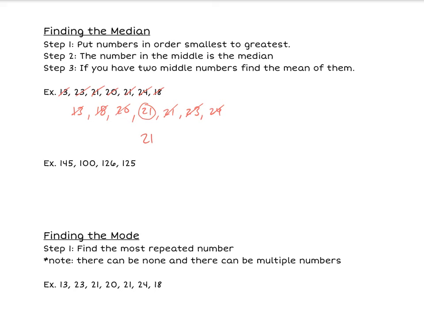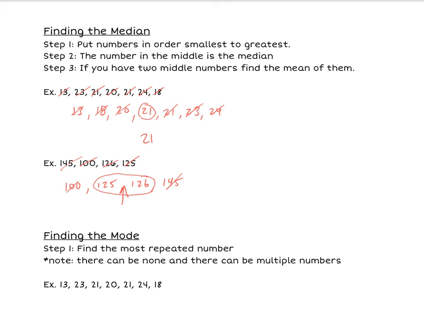Sometimes, though, you end up with 2 numbers. So let's try this next example. What's my smallest number here? 100. 25. Then 125. 26. Then 126. 45. And then 145. So I cross off my first number and my last number, and I have 2 numbers left. When you have 2 numbers left, your median is the middle between those 2 numbers.